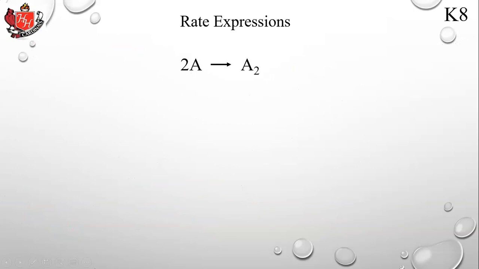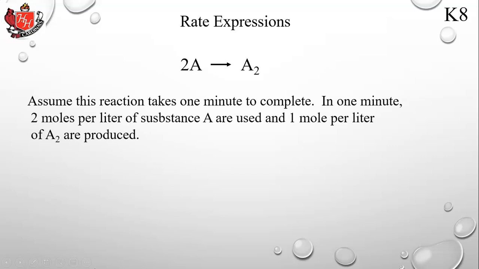So let's take a very simple reaction. You could think of this as 2 hydrogen atoms, or 2 moles of hydrogen atoms, being put together to create 1 mole of hydrogen molecules. That would be a simple example of what this relationship could be. So assume this reaction takes 1 minute to complete. In 1 minute, 2 moles per liter of substance A are used, and 1 mole of A2 is being produced.